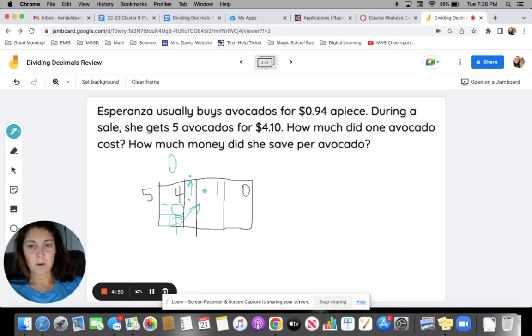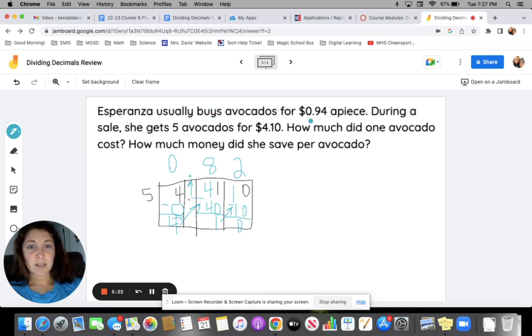And I move the 4 up and over to the 1. How many times can 5 go into 41? 8 times. 8 times 5 is 40. 41 minus 40 is 1. Bring that 1 up and over, that gives me 10. How many times can 5 go into 10? 2 times. 2 times 5 is 10. So that means that one avocado costs 82 cents.